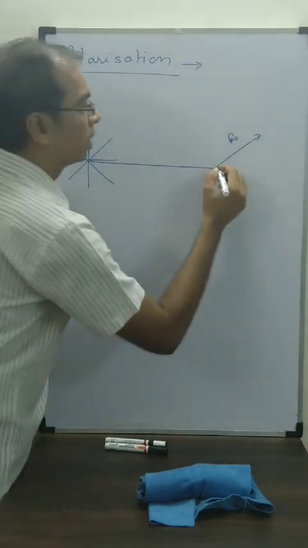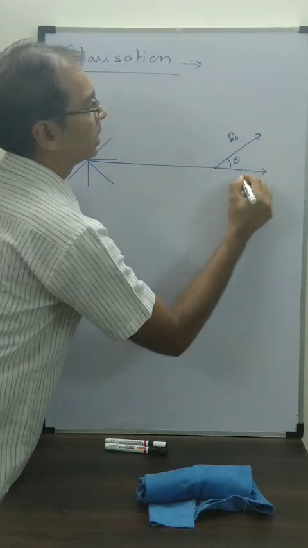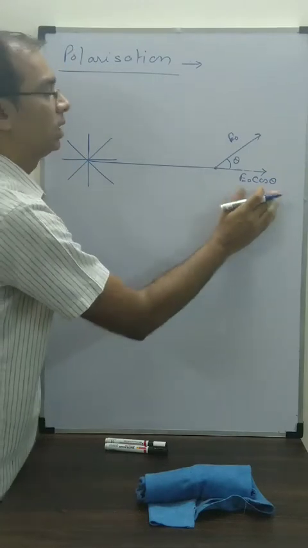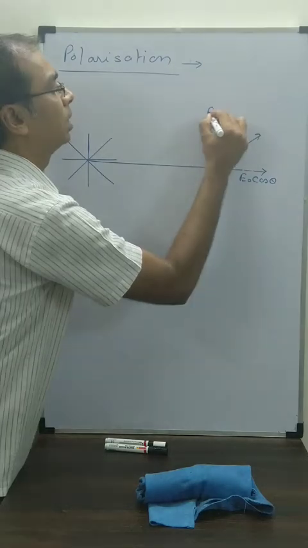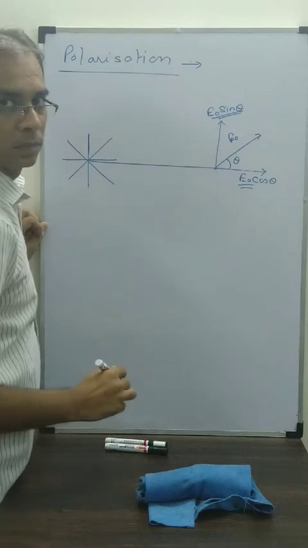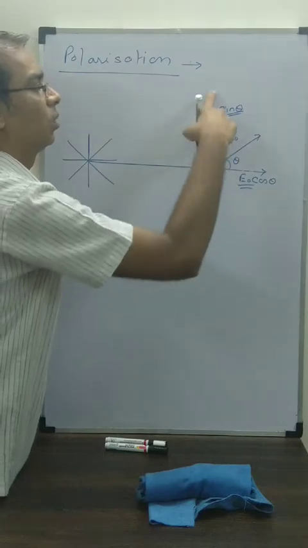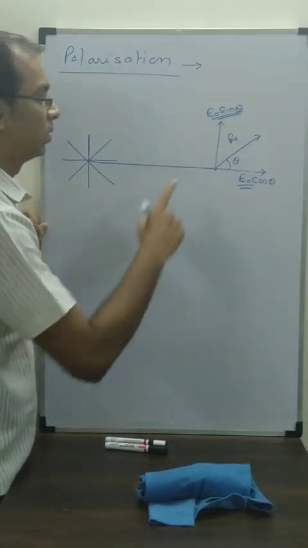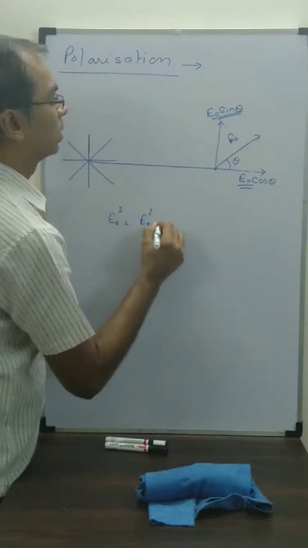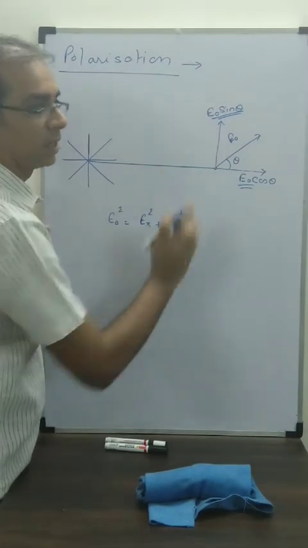If I assume this angle to be theta, then in this direction the component of the amplitude of the electric field is E naught cos theta, and in this direction it is E naught sin theta. So E naught is the resultant. The component along the x-axis is E naught cos theta, along the y-axis is E naught sin theta. And what is E naught squared? E naught squared is Ex squared plus Ey squared, where Ex is E naught cos theta and Ey is E naught sin theta.